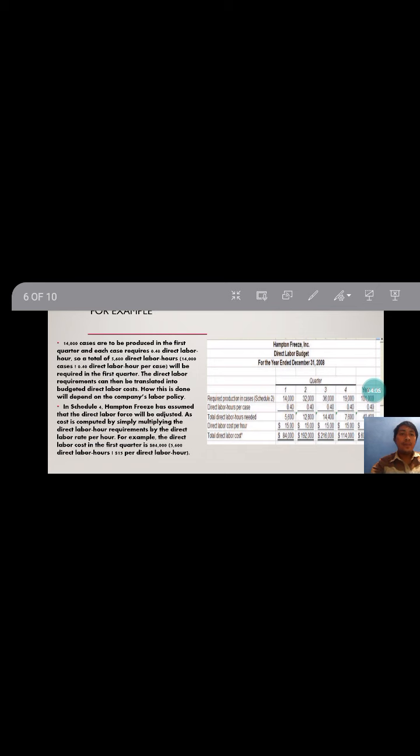In Schedule 4, Hampton Press has assumed that the direct labor force will be adjusted as needed. The company computes the cost by simply multiplying the direct labor hour requirements by the direct labor rate per hour. For example, the direct labor cost in the first quarter is $84,000: 5,600 direct labor hours times $15 per direct labor hour is equal to a labor cost for the first quarter of $84,000.